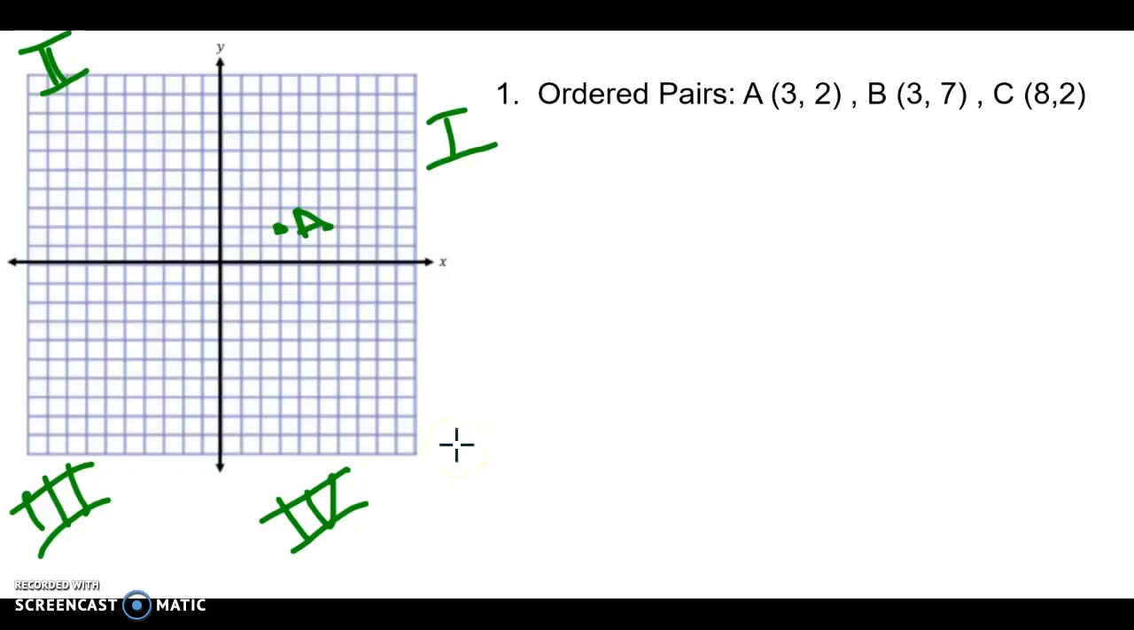Plotting point B, it's 3 positives: 1, 2, 3, up 7 on the y-axis: 1, 2, 3, 4, 5, 6, 7. That's point B. And then for C, we're going to go on the x-axis 8, up 1. So actually all of these points are plotted in quadrant 1.